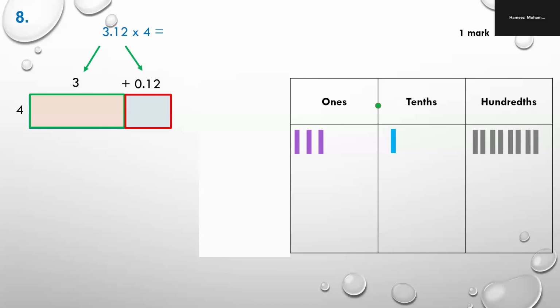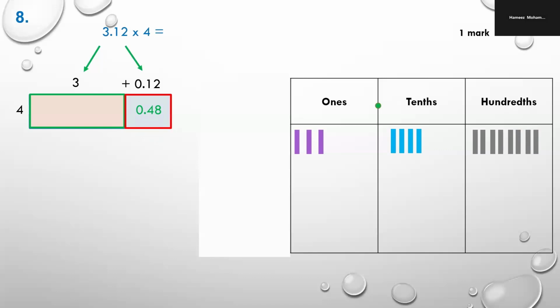And we have to do the same thing for tenths. 1, 2, 3, 4. 4 sets of them we want. So that tells us that we have 0.48. 4 times 0.12 is 0.48.